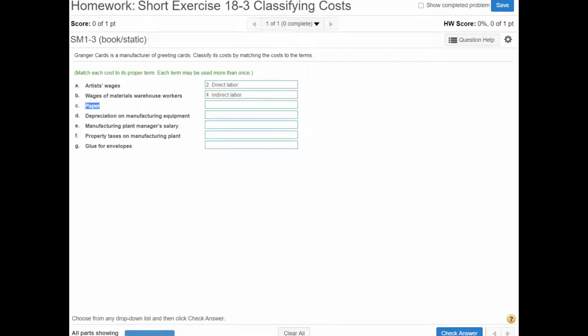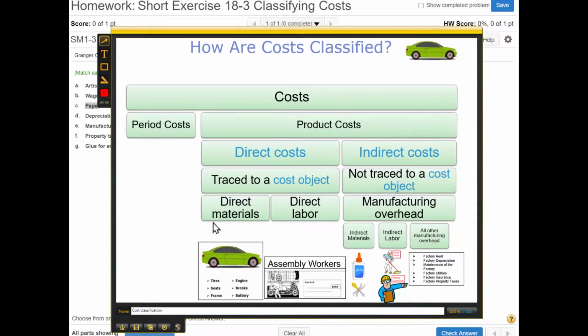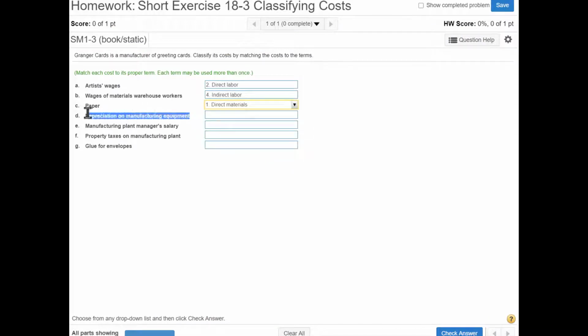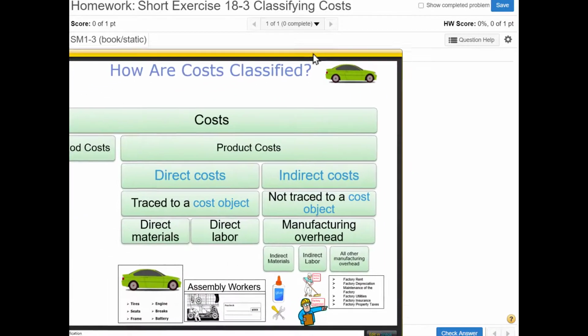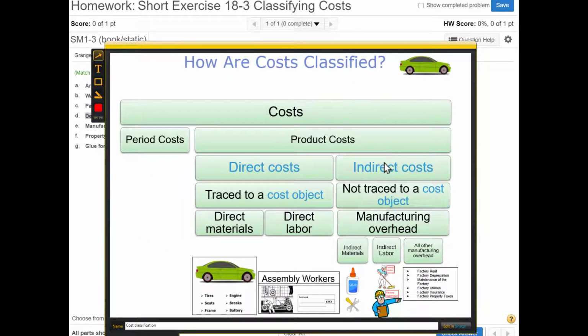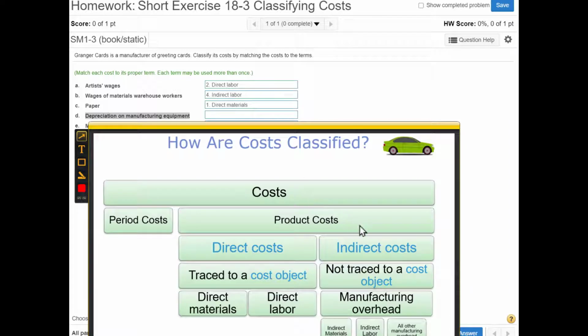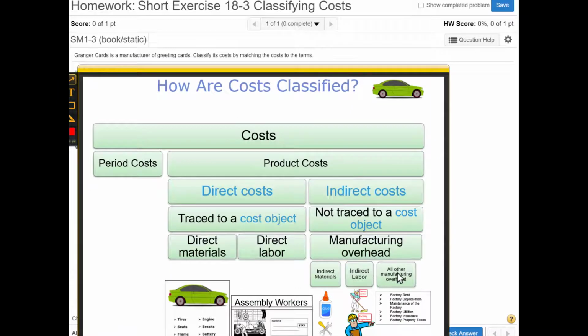Next we have the paper. Well, the paper is obviously a direct material used to make the greeting cards. So that is a direct cost called direct materials. Depreciation on the manufacturing equipment. We have some manufacturing equipment, and because it's manufacturing equipment, it is a type of product cost. But we can't tie the depreciation of that equipment to a specific card or set of cards. So it is an indirect cost. And in this case, it's manufacturing overhead. It's not an indirect material, and it's not indirect labor.